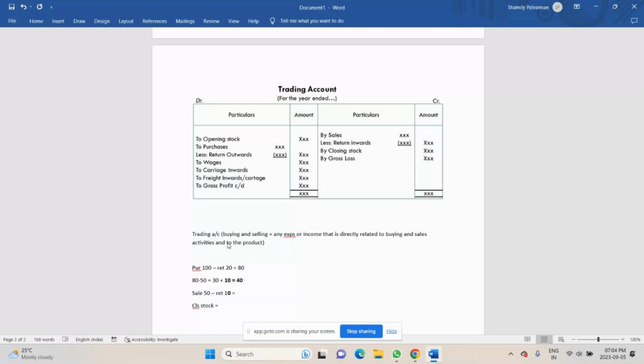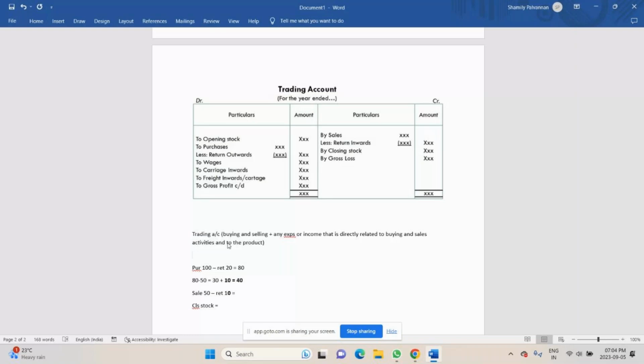Now see, I have raw materials, and I need to manufacture. To manufacture, I need a factory, I need fuel, I need water, I need laborers, those who work in a factory. Labor charges I have to pay, wages I have to pay. To bring these raw materials inside my factory, I need carriage inward.